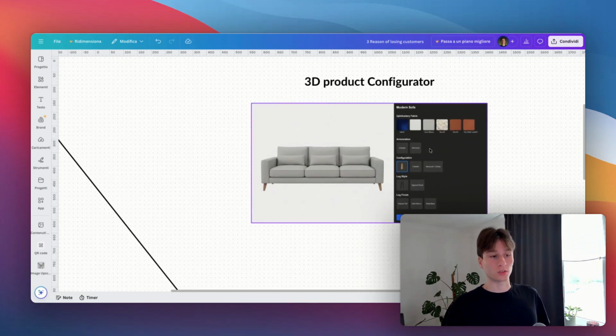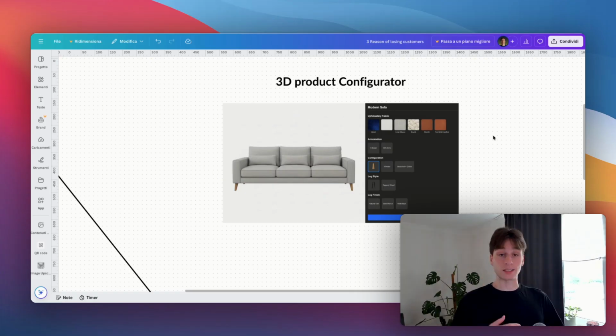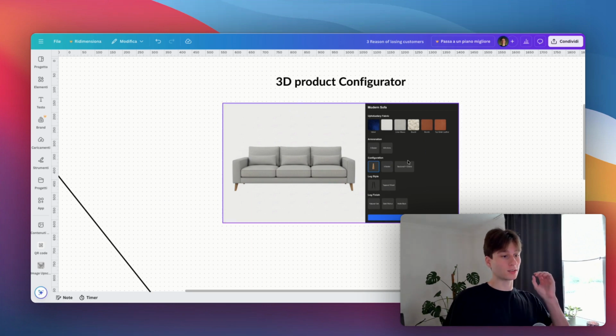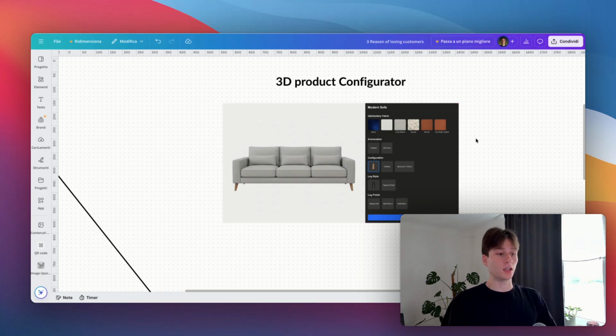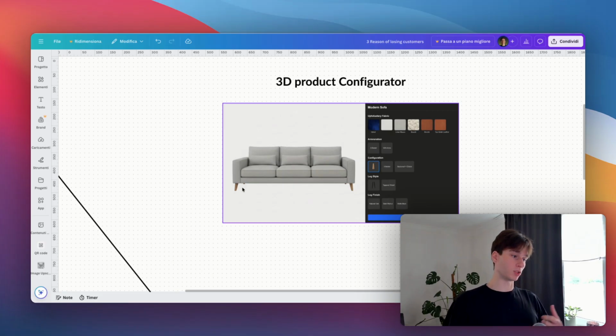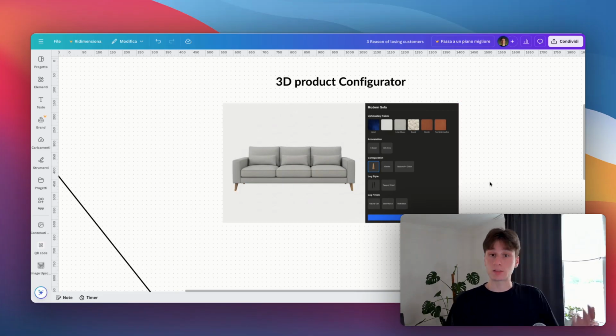Why a 3D product configurator? Because besides helping you increase sales and save time, it helps you improve your customer experience and avoid all the questions of your customers, because people can just personalize your product however they want. So in the example of this sofa, they can personalize the fabric, the arms, the base, the leg finish, and all of this that you couldn't possibly fit in product gallery images.